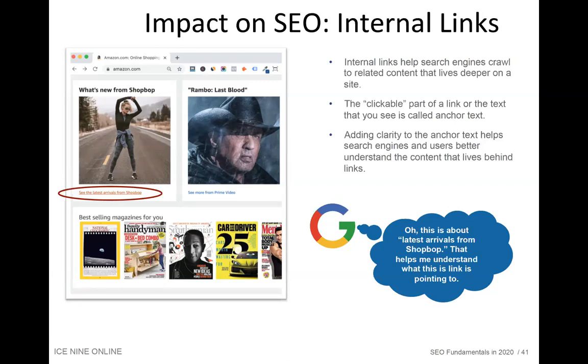Now, that anchor text that you see, Google's gonna crawl that, and they're gonna see in this instance, okay, if I index this page, I know that this is about the latest arrivals from Shopbop, right? This helps me understand what this link is pointing to. You wanna have an interlinking structure in your website where relevant pages are linked to each other, right?